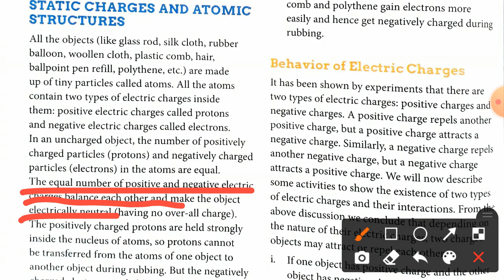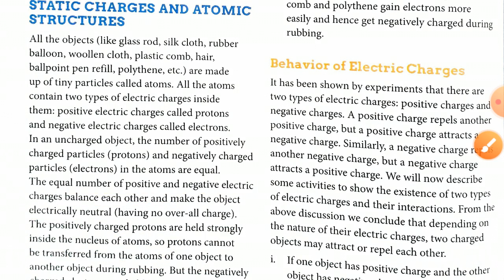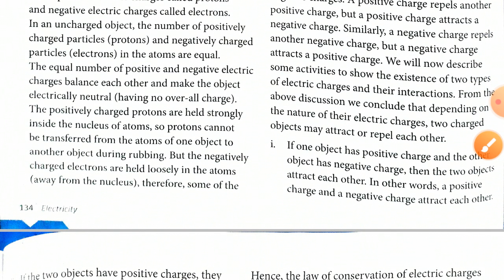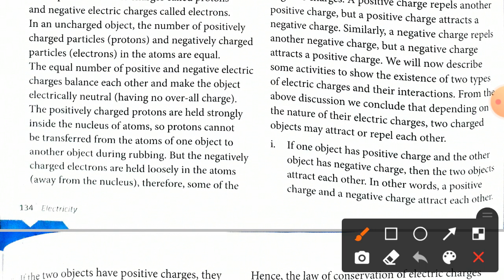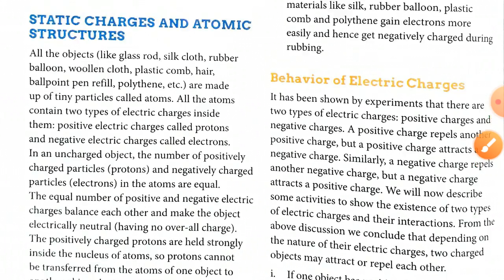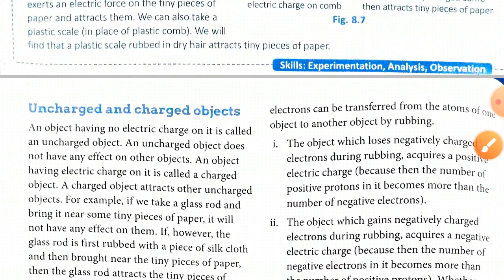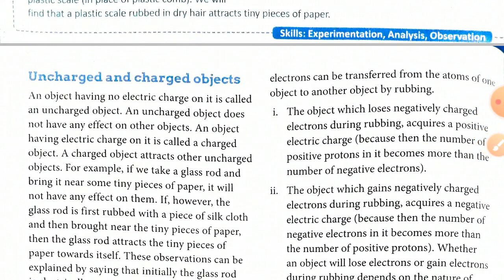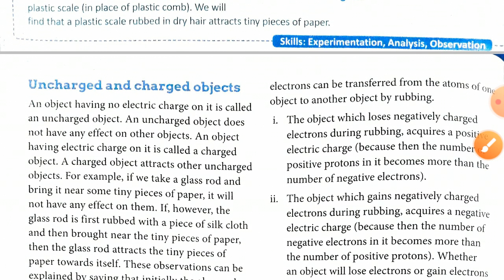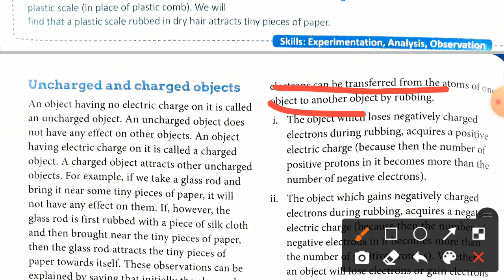The positively charged protons are held strongly inside the nucleus of the atom, so protons cannot be transferred from the atom of an object. Only, as I told you, free electrons are responsible for conduction. Only electrons on the outermost orbit or shell of the nucleus are responsible for the flow of electric current. Clear? So that is the thing given here. Now you can see here, electrons can be transferred from the atom of one object to another object by rubbing. Fine. So if you rub two objects, then electrons can be transferred.